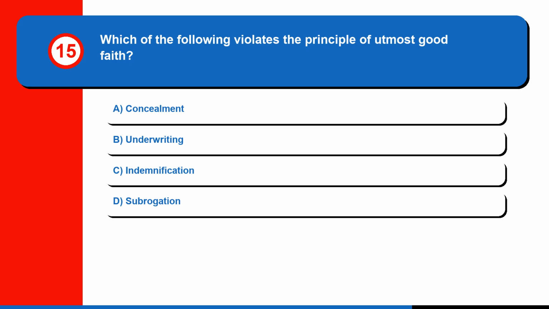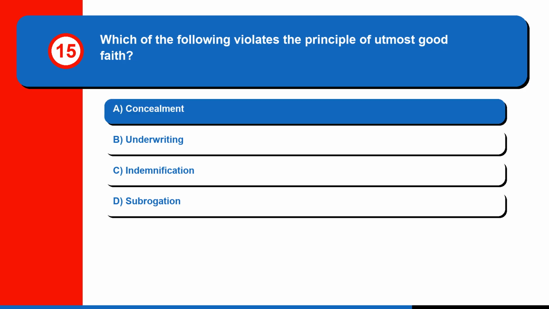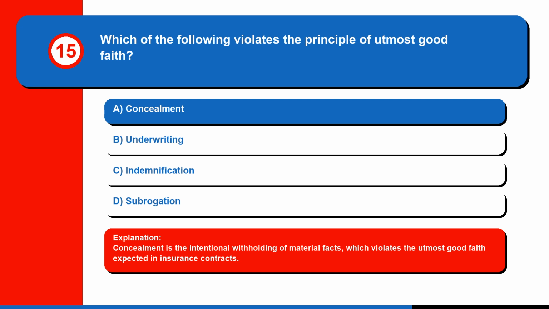Question 15. Which of the following violates the principle of utmost good faith? A. Concealment, B. Underwriting, C. Indemnification, or D. Subrogation? The correct answer is A. Concealment. Concealment is the intentional withholding of material facts, which violates the utmost good faith expected in insurance contracts.